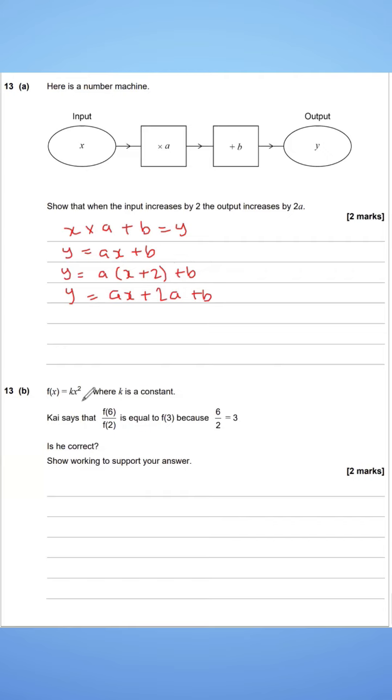Part B says f(x) is equal to kx squared, where k is a constant. Chi says that f(6) divided by f(2) is equal to f(3) because 6 divided by 2 is equal to 3. Is it correct? Show your working to support your answer.